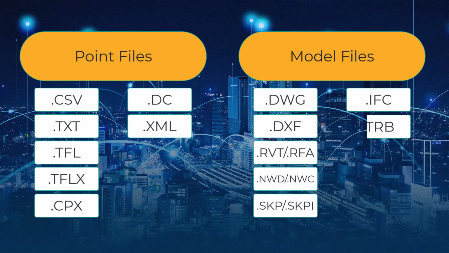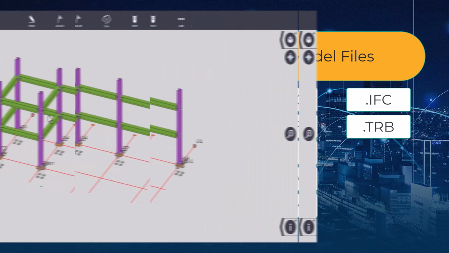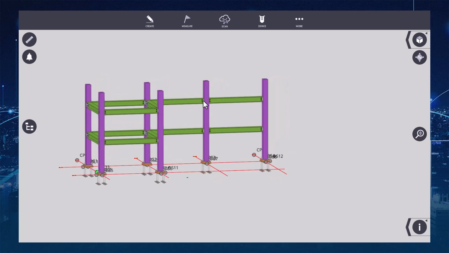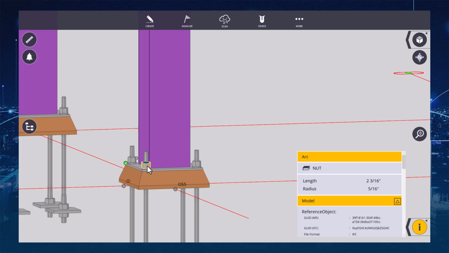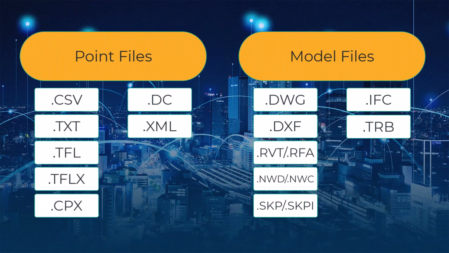Next up, we have a TRB or TrimBIM file type, which is Trimble's proprietary 3D file format. You may get this from Tekla, Trimble's structural steel and concrete modeling platform.